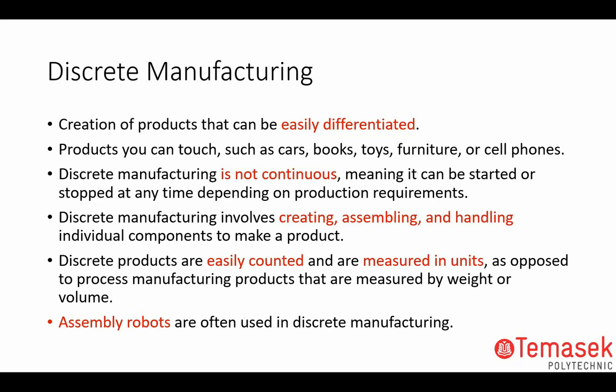If you look at discrete manufacturing, it can be easily differentiated. You create something that you can touch, such as a car, book, toy, furniture, or cell phone. It is not continuous, so it can start or end at any time. It involves creation, assembly, and handling of individual components. It can be easily counted and measured in units. A lot of the time robots are used, or whatever system is being created, for discrete manufacturing. It doesn't concern liquid so much. Most of the time it's solid.